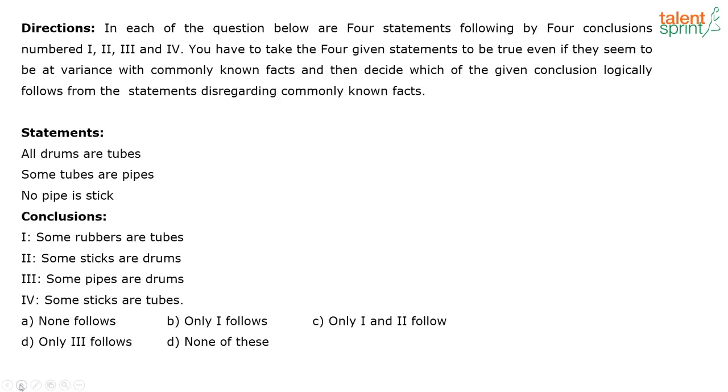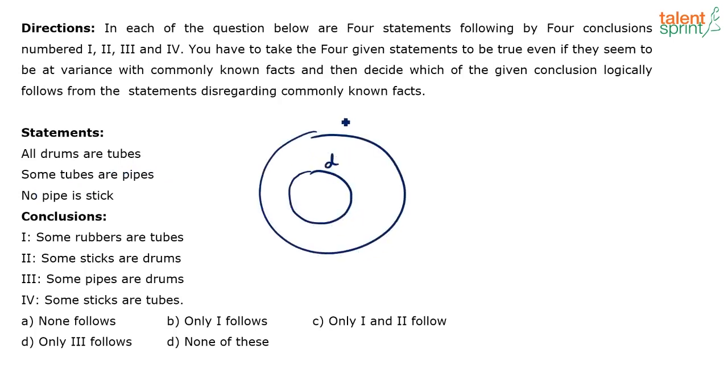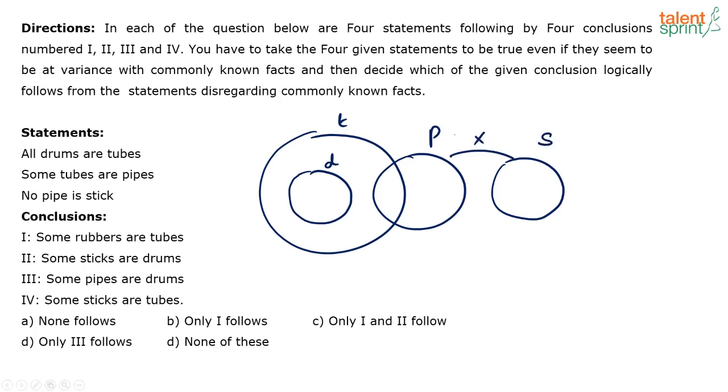Try this one and give me the answer. Now for this question, a lot of you are giving me the answer as none follow. Okay, let us check. All drums are tubes. Some tubes are pipes, and no pipe is a stick, correct? So this is the diagram that you get. Nothing about the word rubber is given in the question. We don't know anything about rubber, so anyway this conclusion will not follow, because there are only three given statements. Do we have any rubber here? We don't, so this does not follow.